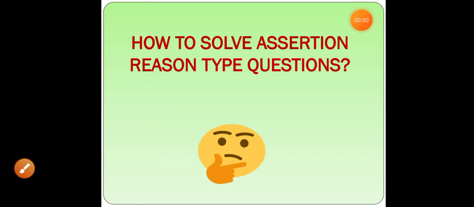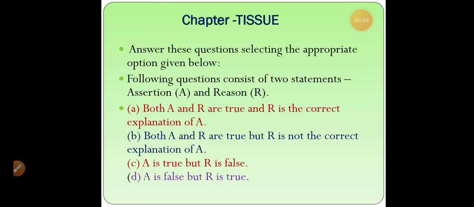Hello students, in this video we will learn how to solve assertion reason type questions. Assertion reason type of questions consist of two parts. First part is assertion, which is denoted by A, and second part is reason denoted by R. And then we will have to choose the correct option for both assertion and reason.